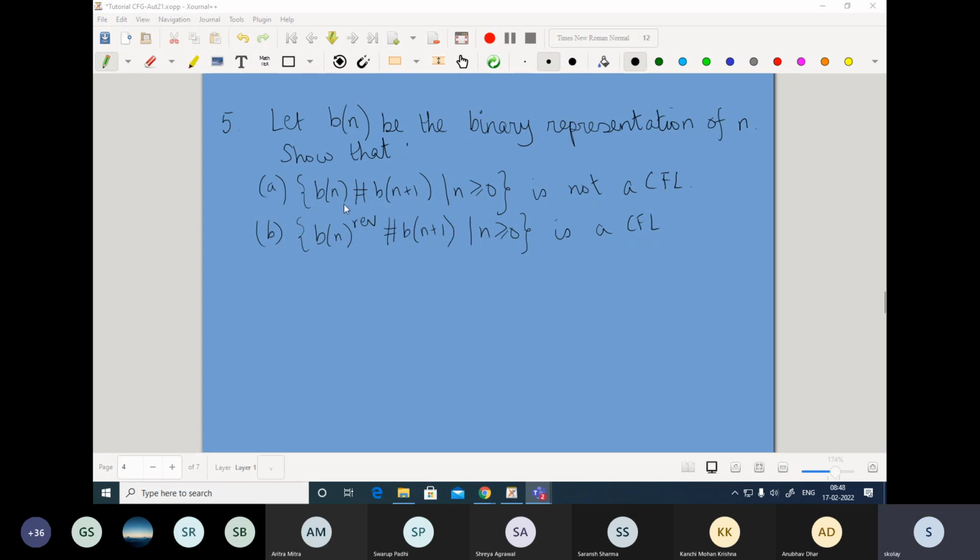Okay. So now let's come to some problems where we have to show that some language is not a CFL. So Bn is the binary representation of a decimal number n. And you have to show that Bn hash Bn plus 1 is a string where the alphabet is 0, 1, or this special hash symbol, where hash appears exactly once to separate out Bn and Bn plus 1.